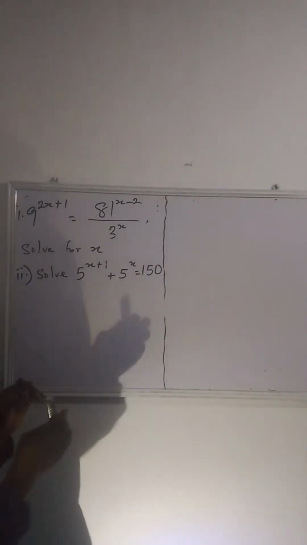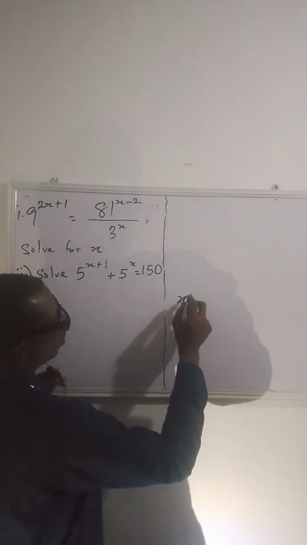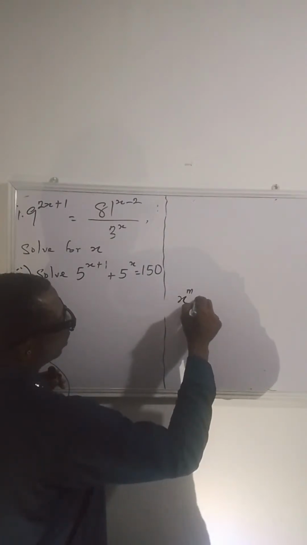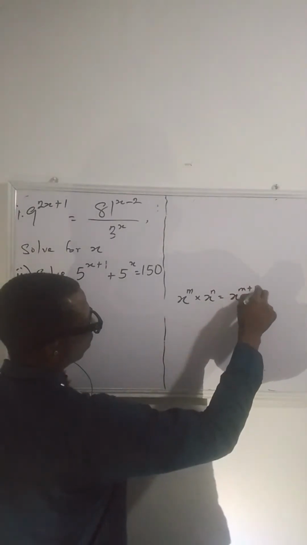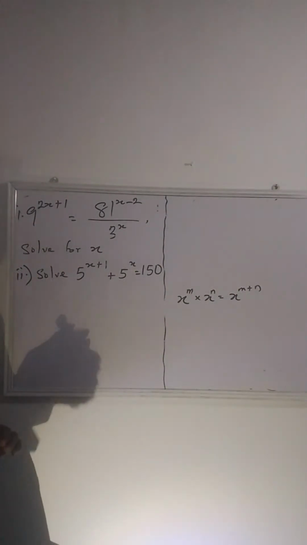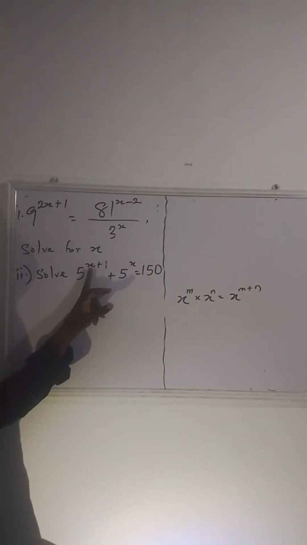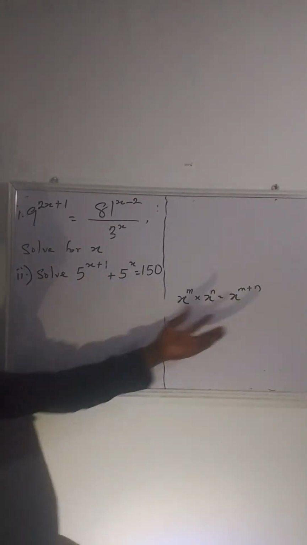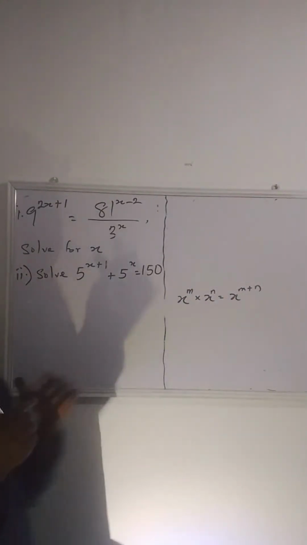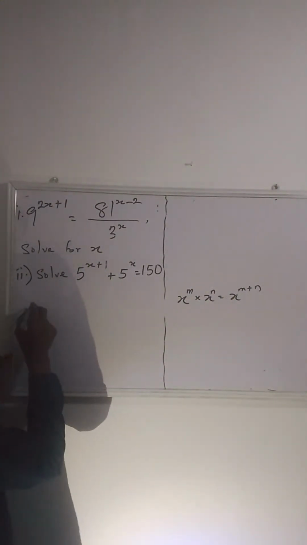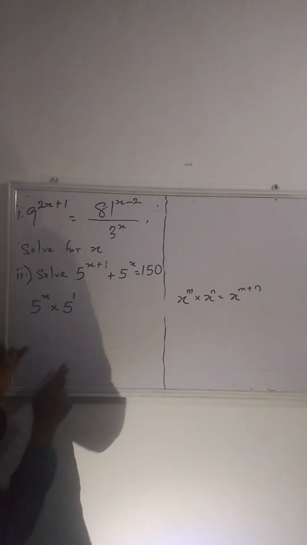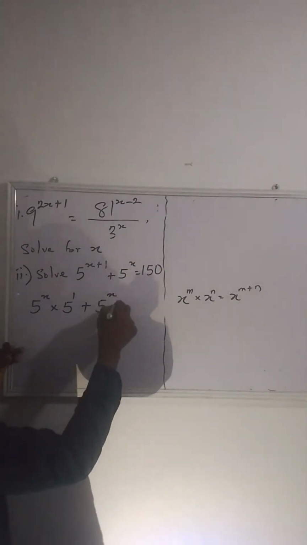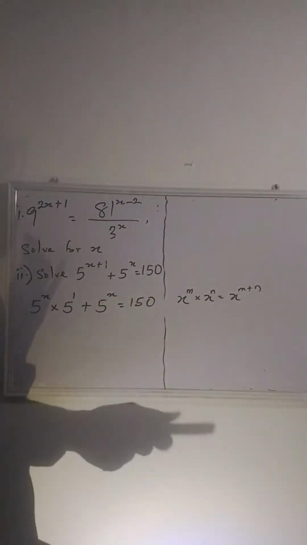We are going to be applying this law: whenever you have x raised to the power of m times x raised to the power of n, you have x raised to the power of m plus n. So that is the law we are going to be applying. So in this case, our m is x and our n is 1. All right. So you just want to reverse this back to this. So this one here we turn to 5 raised to the power of x times 5 raised to the power of 1. You get that? So plus 5 raised to the power of x equals 150. So that's what we have.